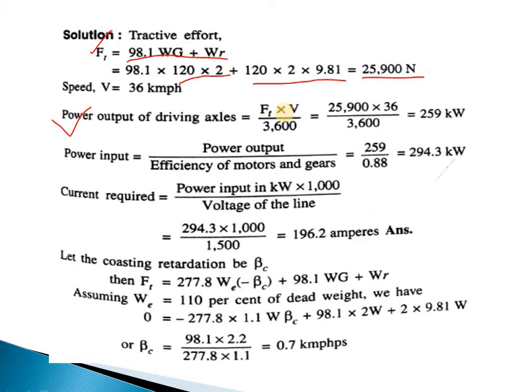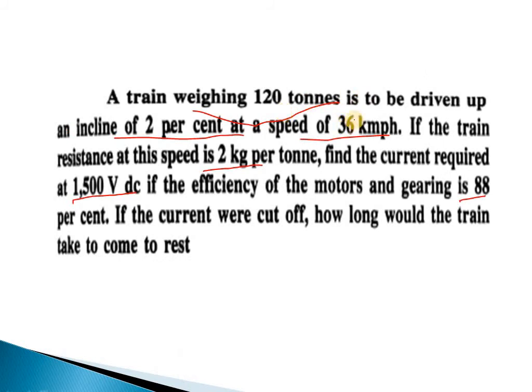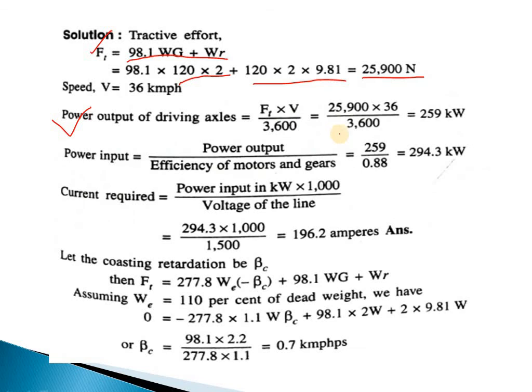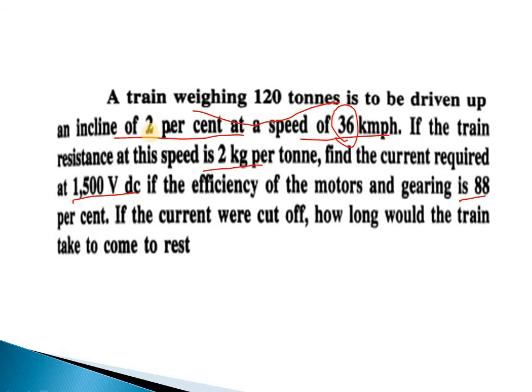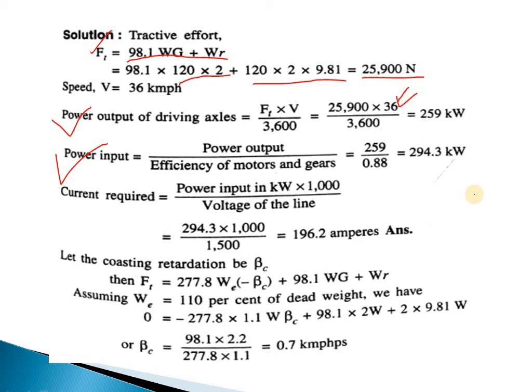Now we will calculate the power output from the driving axles, and the formula is Ft into V by 3600, and the velocity is given, that is 36 km per hour. So we will put this velocity here and we can calculate the value of power output. Now we will calculate the power input. Definitely power input will be output divided by the efficiency of the motor and gears. Here it is given that efficiency is 88%. So we will divide the output power by 0.88 and we will get the input, that is 294.3 kilowatt.